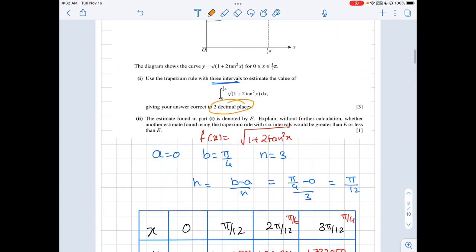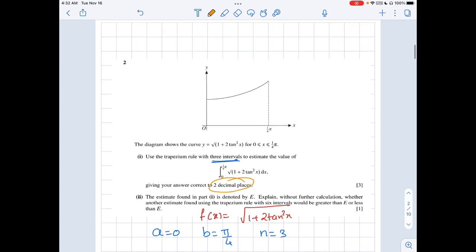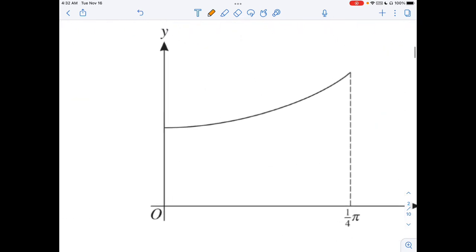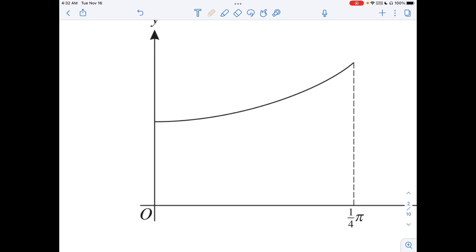Second part, the estimate found in part 1 is denoted by E. Explain without further calculation whether another estimate found using the trapezium rule with 6 intervals would be greater than E or less than E without doing anything. So we have to draw it out. So let me take the diagram.